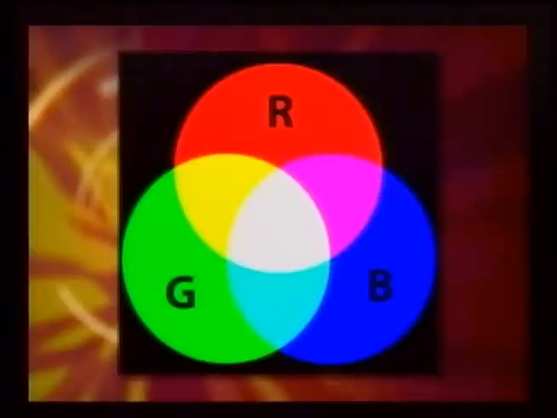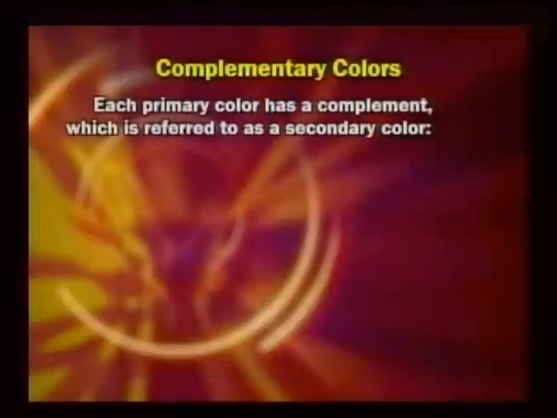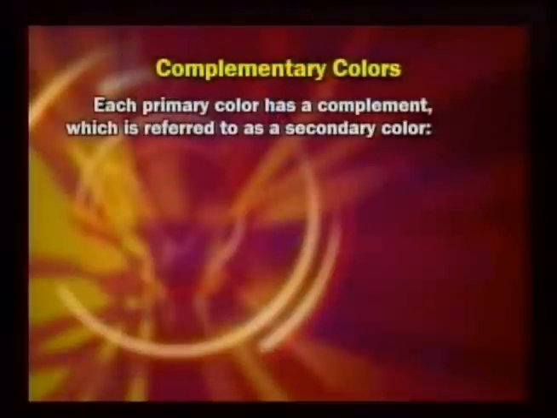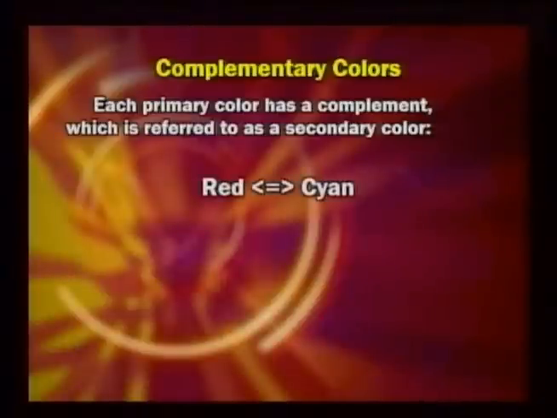Now, along with different mixing, actually I should go back if I can. Okay, and notice in the middle there, if you mix all three colors, you get white. And that's an important thing that we're going to need to know and cover in a minute. Each primary color has a complement, also referred to as a secondary color. And we need to memorize this, so everybody pay close attention.